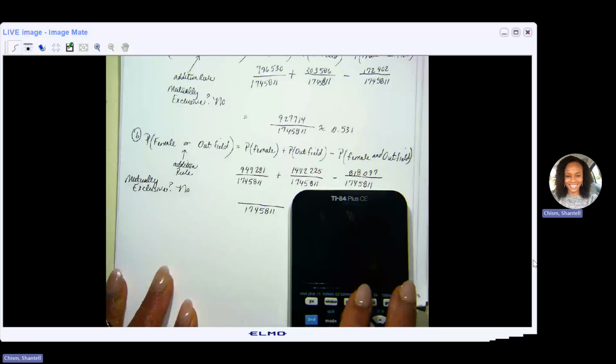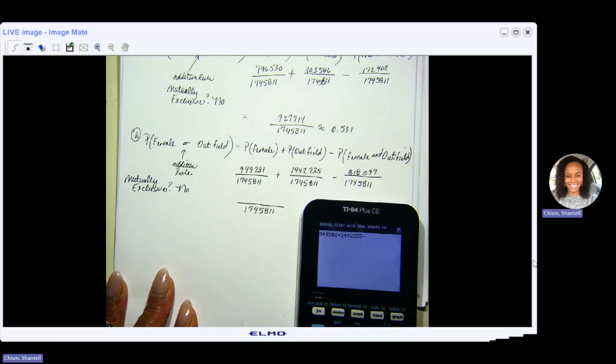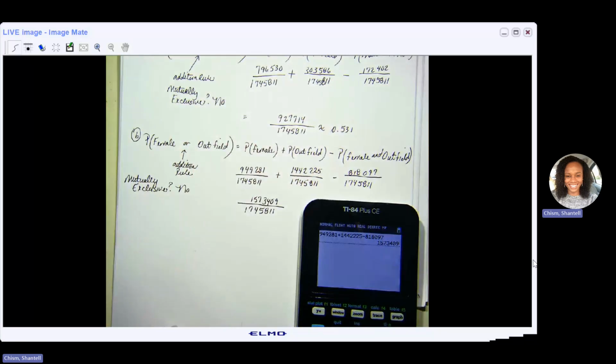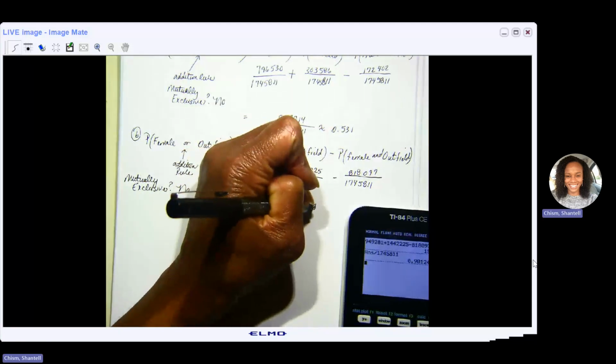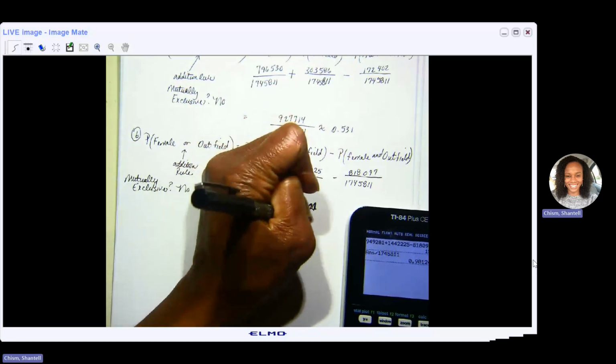I'm going to scoot this up a bit. Let's see what we get. 949,281 plus 1,442,225 minus 818,097. So we get 1,573,409, and we're going to divide that by 1,745,811. 0.901. That's supposed to be one there. Sorry. You rewrite it 0.901.